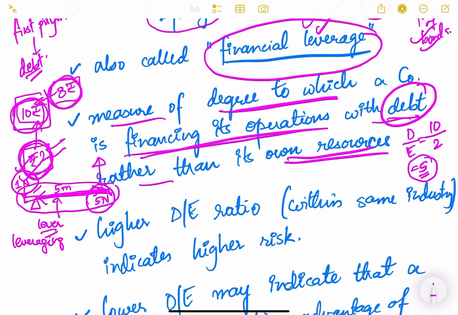So here it is 5 times rather than its own resources. Own resources means equity. So if a company has a debt to equity ratio of 5, it means that it is leveraging 5 times its own resources. That is the simple meaning.